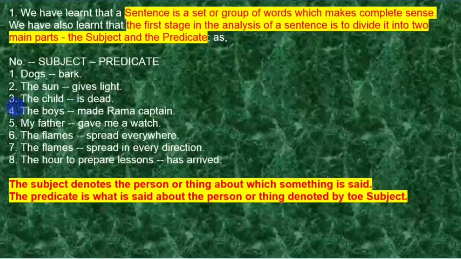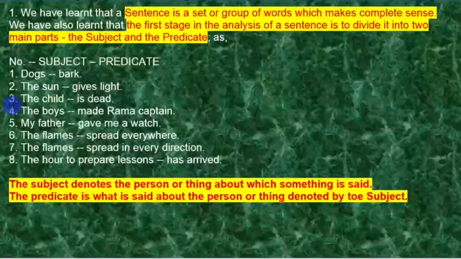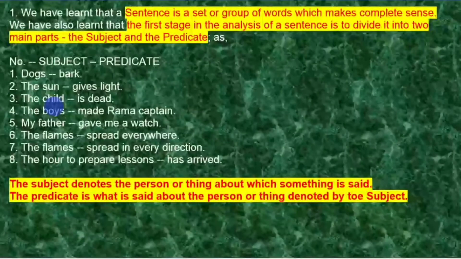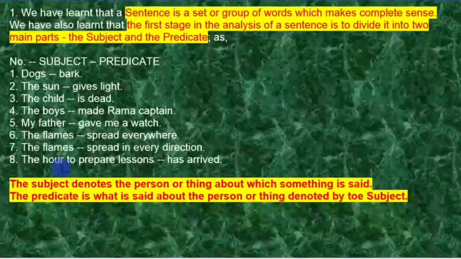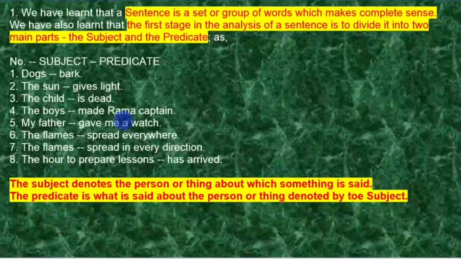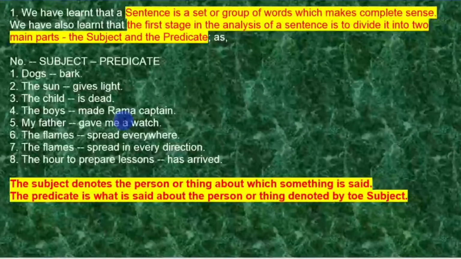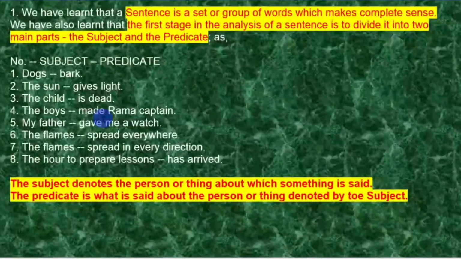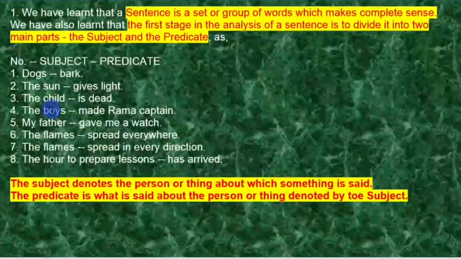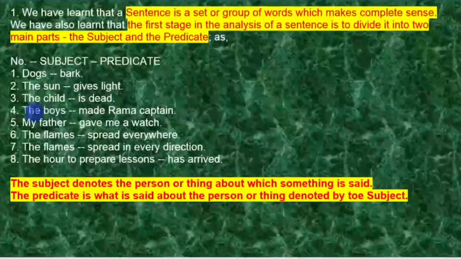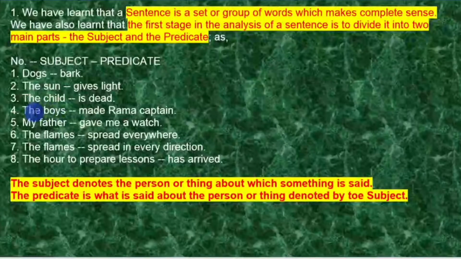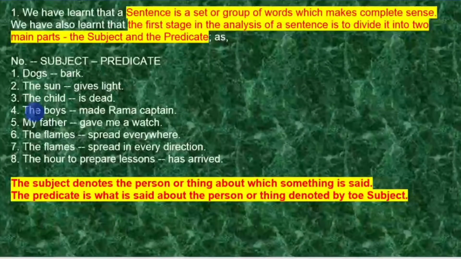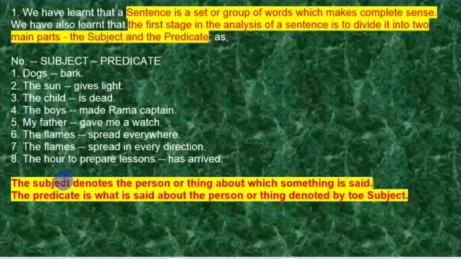Again, have a look at sentence number 3. The child is dead. So who is dead? Child. So that means child is our subject word. And the boys made drama captain. Well, here you can see the boys made drama captain. Who made drama captain? Boys. As far as boys is concerned, it is our subject, and the is the attribution of the subject. So all the words that come with the subject are its attribution or its enlargement.